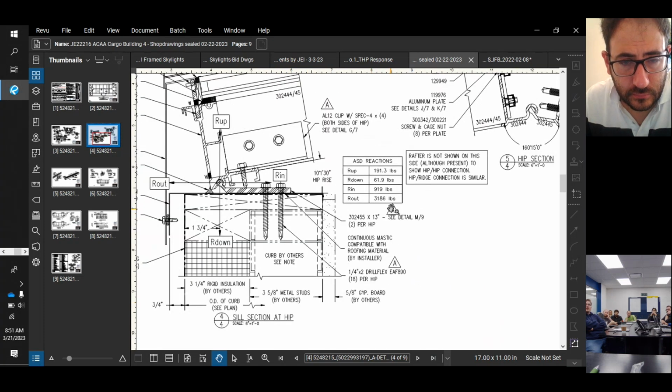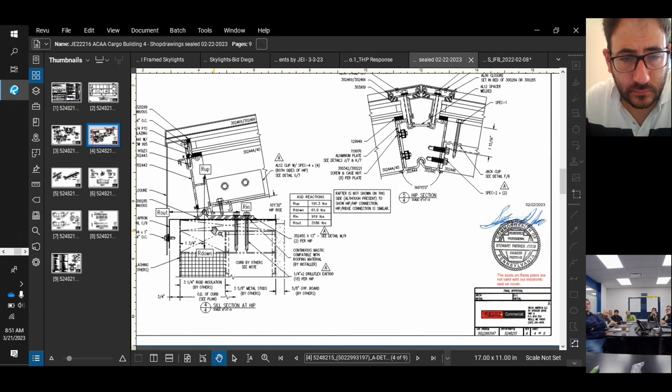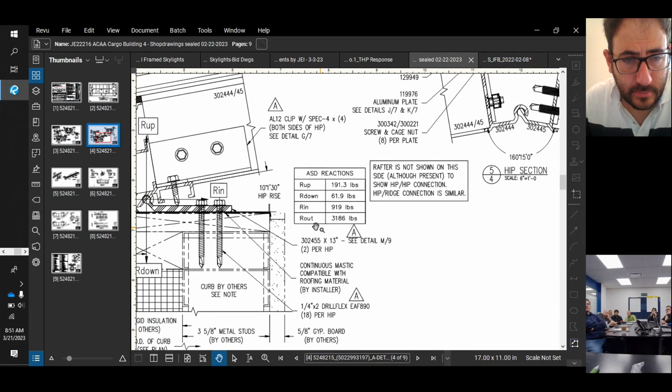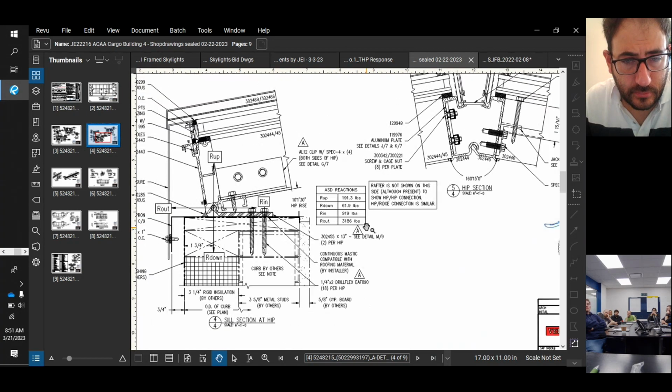It was 3 and 5/8 inch metal studs. And this was in Pittsburgh, I believe, so our snow loads were pretty high. We had a thrust reaction of almost 3,000 pounds in our models.